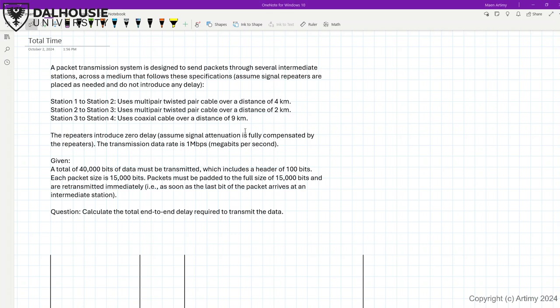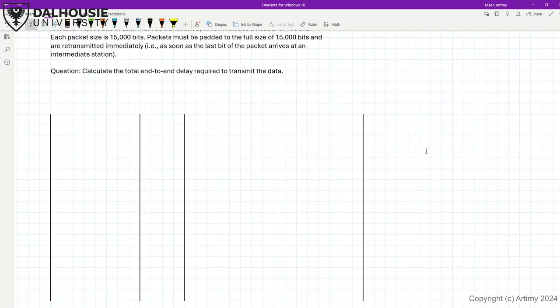All right. It looks a lot complicated, but it isn't. So let's take a look at each one of these paragraphs and try to understand what it means. Right. So let's begin with the first one here. A packet transmission system is designed to send packets through several intermediate stations. All right, so I drew the picture here.